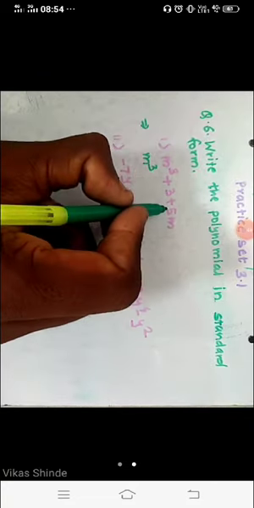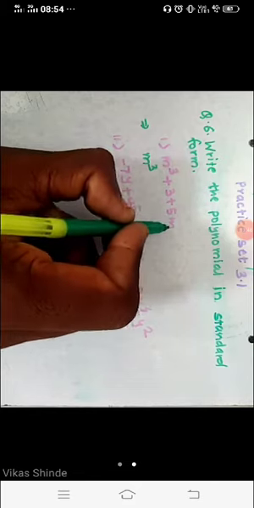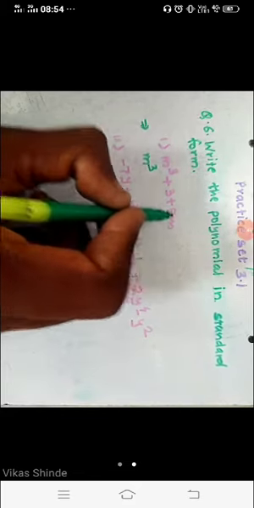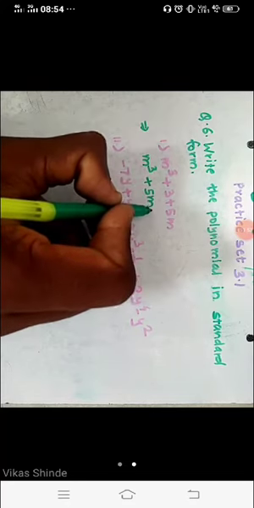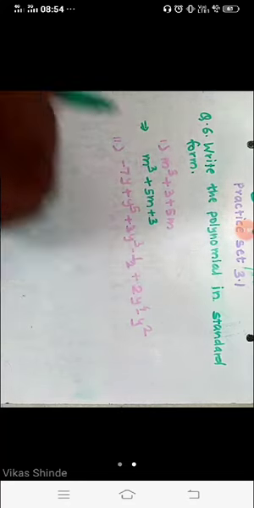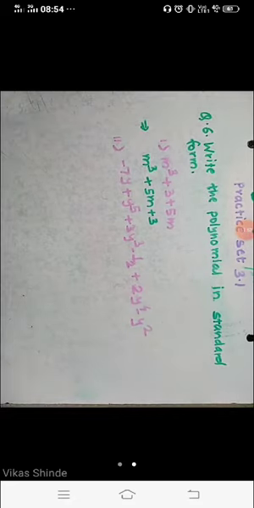After that here we have to write now 5m, because here is index 1. Second index term is missing here, right, here is 5m, and then here plus 3 as it is. This is standard form, means we have to write the polynomial in descending order of their indices here.